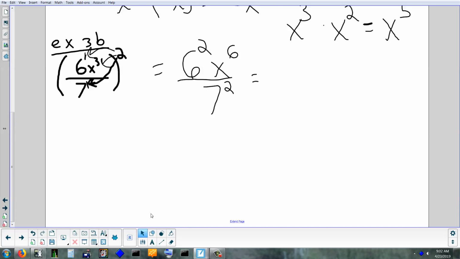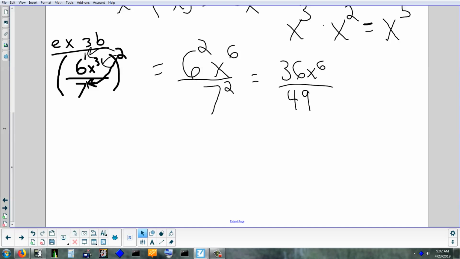Usually when it's to the second power, you can just do it, 36, but again, you can use a calculator: 6, caret button, 2, and it'll give you your answer. Remember, if it's negative, make sure you put it in parentheses. 36 on the top. X to the 6, I can't do anything with it. On the bottom, 49, like Nicole just said, 7 times 7, not 7 times 2, 49.